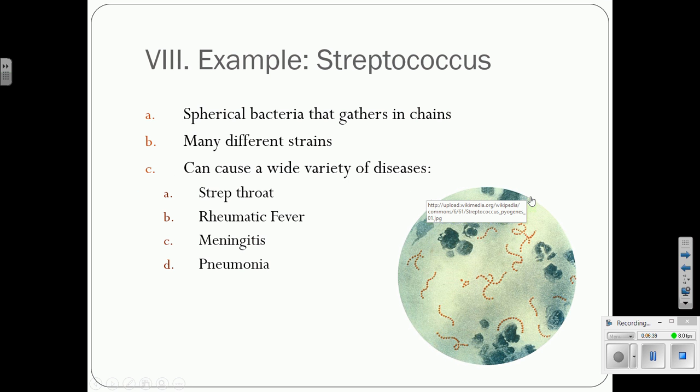Another example is Streptococcus bacteria. These are spherical bacteria, so that coccus means round, and they gather in big long chains. So there's lots of different strains of strep, and they cause all kinds of different things. The most common one we know of is we just call it strep throat, so makes your throat really sore. There's one called rheumatic fever. There's meningitis, which affects the meninges around the brain and spinal cord. And then we also have pneumonia, which is more of like a lung type disease.